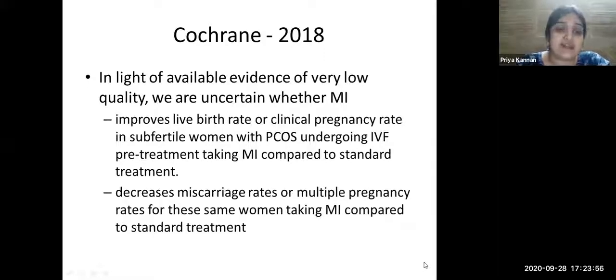Cochrane said that in light of the available evidence, which was very low quality in 2018, they were uncertain about the role of myoinositol in improving the live birth rate or clinical pregnancy rate in subfertile women with PCOS undergoing IVF and having myoinositol in the pre-treatment as compared to the standard treatment. However, it also decreases the miscarriage rates or multiple pregnancy rates for the same women taking myoinositol compared to standard treatment. So it may not increase the pregnancy rate, but it may decrease the miscarriage rates and the multiple pregnancy rates.